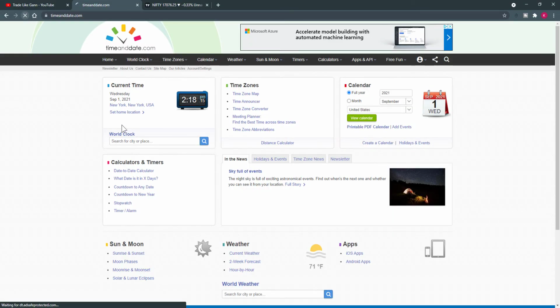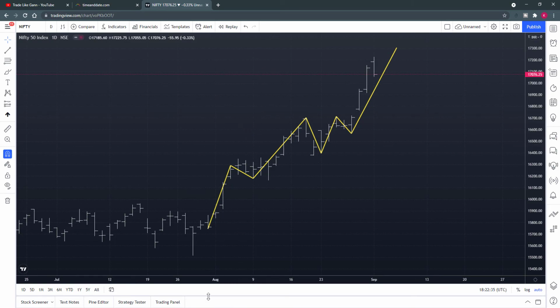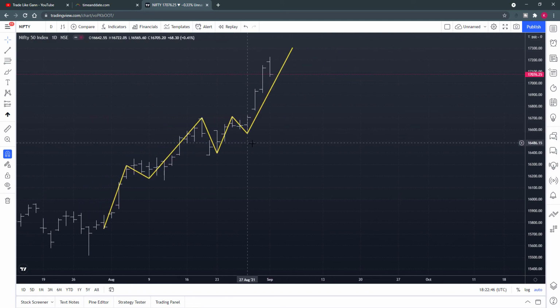As you can see, today is 1st September 2021, Wednesday. This is Nifty, and the first date was 27th of August. Where is the 27th? This is the 27th of August. All these yellow lines are our forecasted dates. The 27th of August is a low, so the next date will be a high, and the next date is September 5th, which is on a weekend.